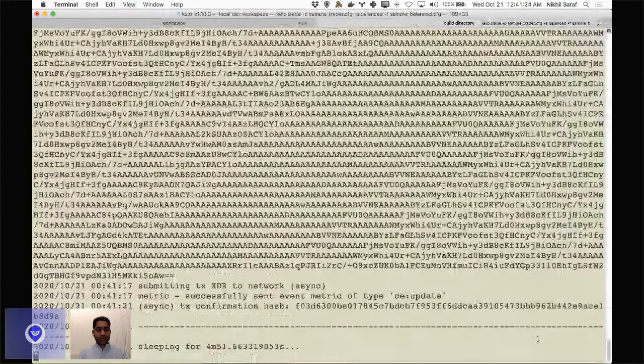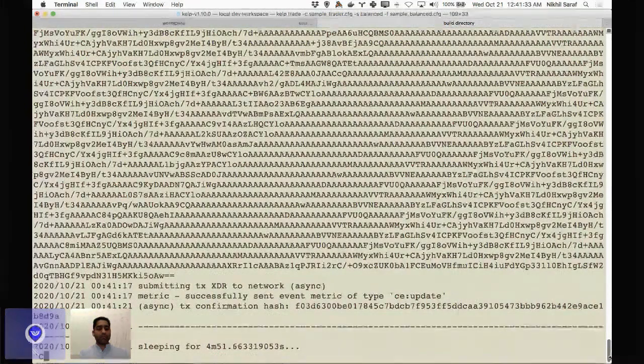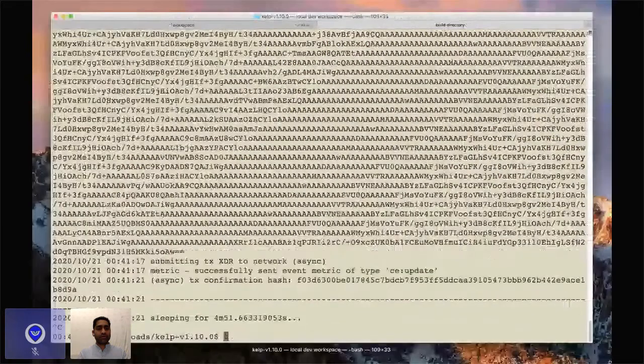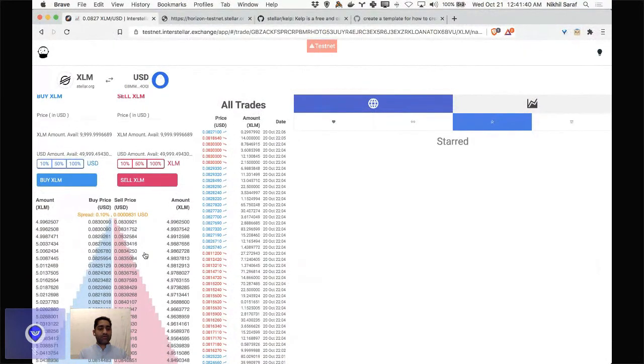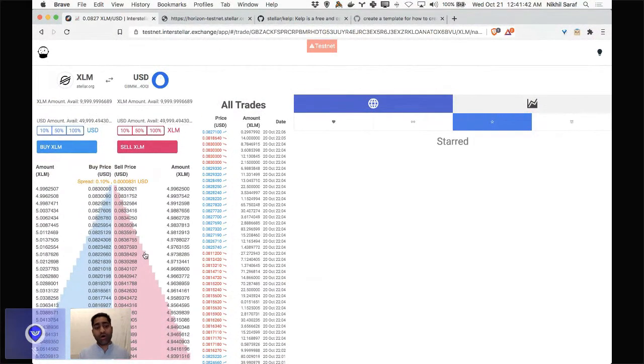All right. So this is going to now sleep for, in our configuration, about 4.5 to 5 minutes, and it's going to run another round. We don't need to go through that. So let's take a look at the market again. All right. So now we see a market that is way more liquid, a lot deeper, and this is something that we could continue running. So that's an example of how we run the Kelp trading bot.